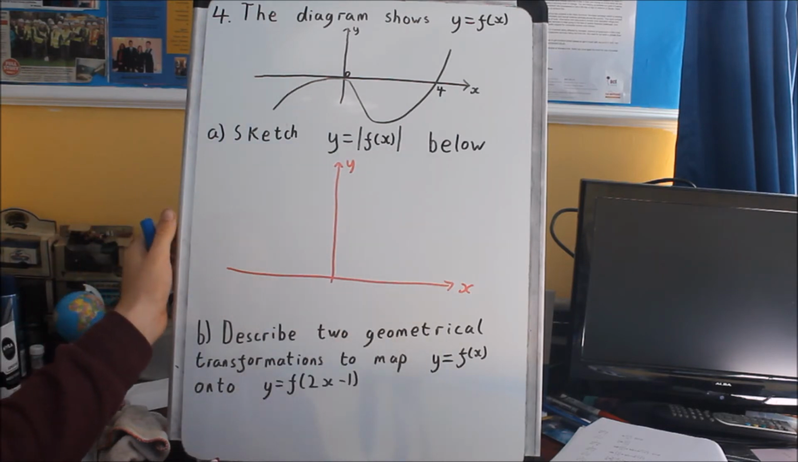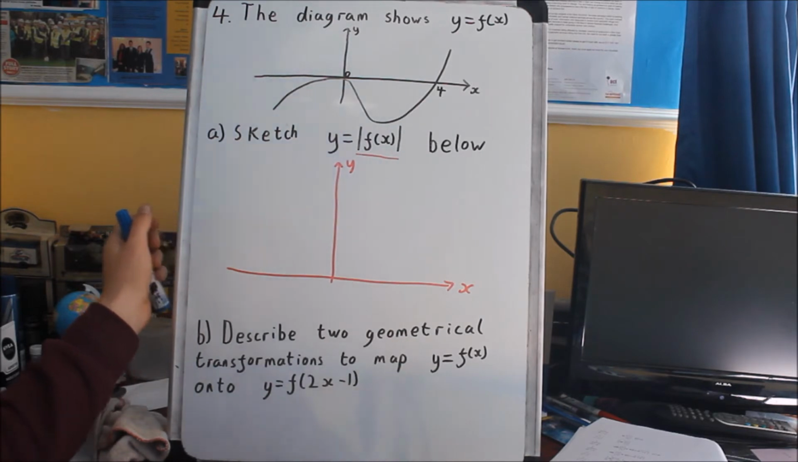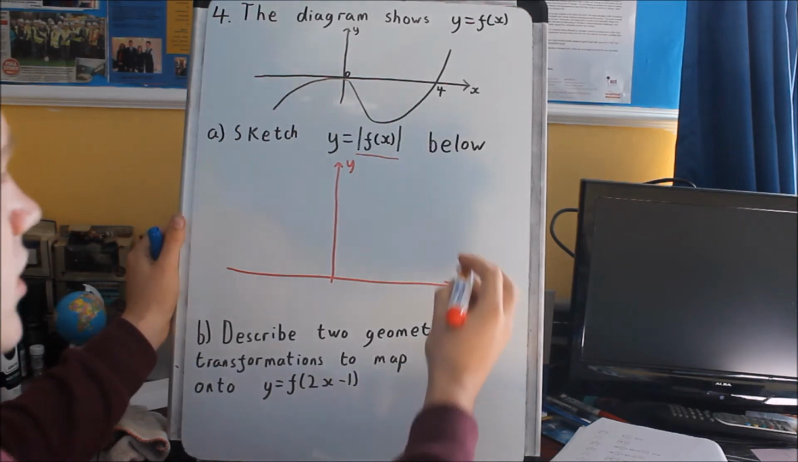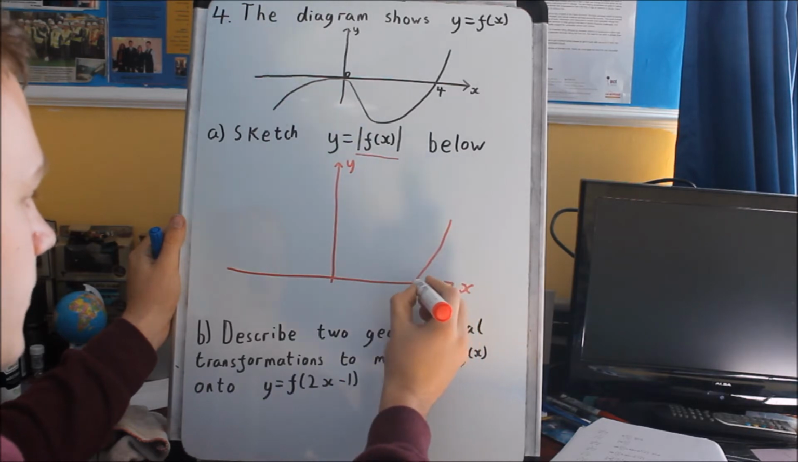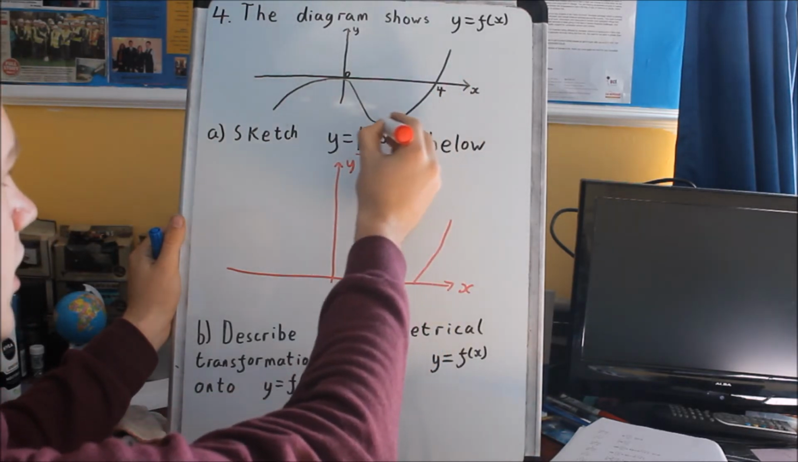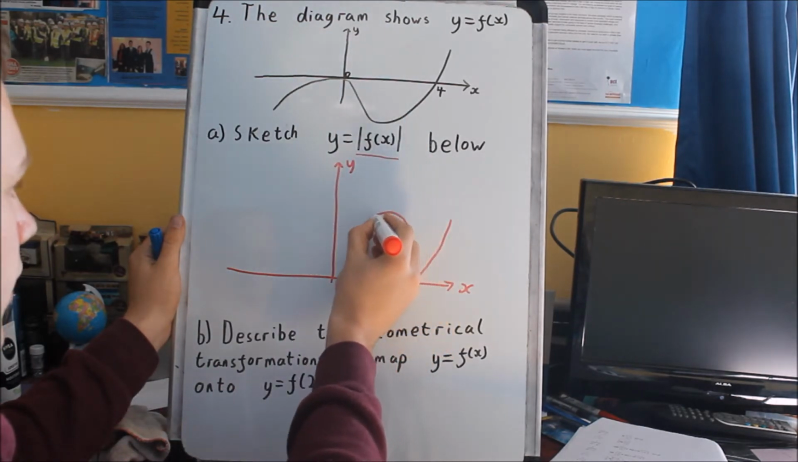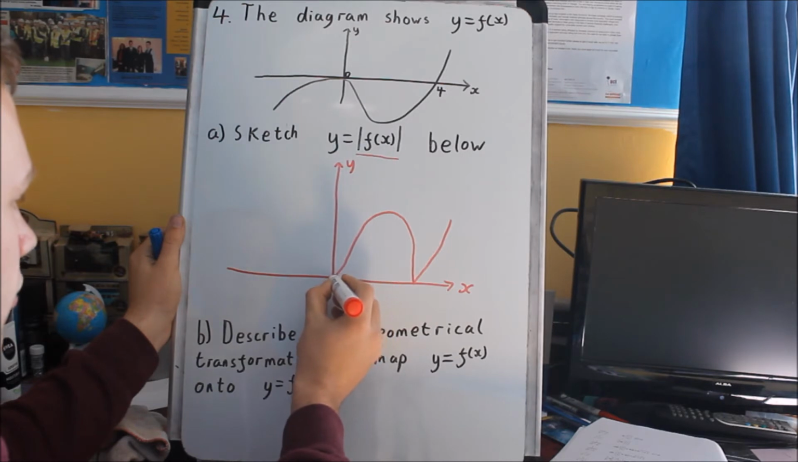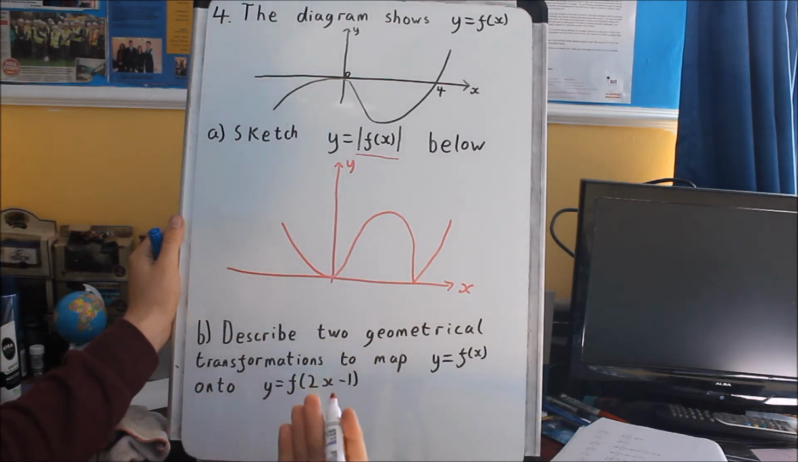So the mod is for the entirety of f of x, so it's the modulus of the whole thing. There's nothing tricky going on. It does not go below the x-axis. So it would go down like this, normal, but then this underneath curve would bounce back up. It would be reflected. This part would still curve, but it would go up rather than down. So that's the method mark that I was talking about.